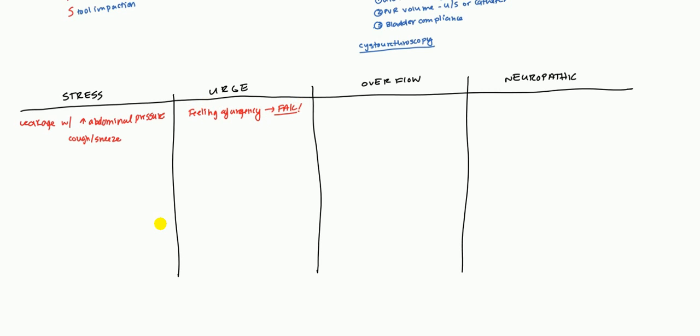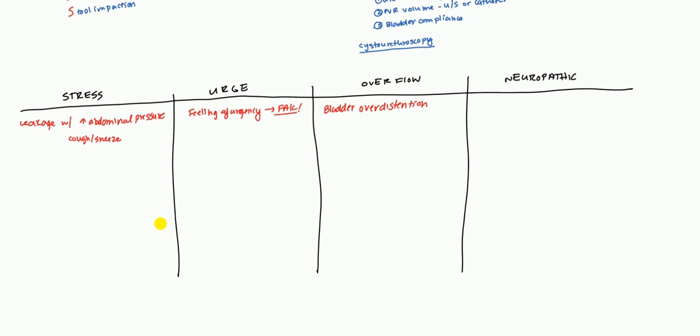Overflow means it's due to some type of bladder distension. So either there's something wrong with the sphincter, or the bladder is not contracting.